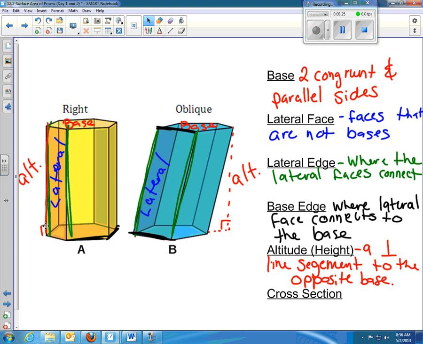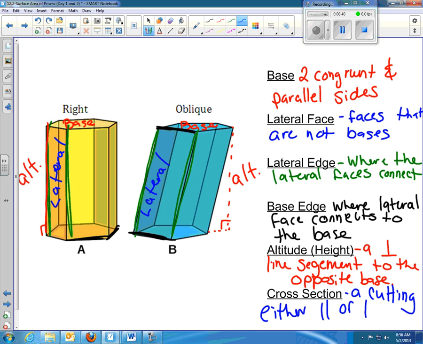All right, cross section. A cross section is a cutting that is either parallel or perpendicular to the base. And we're actually going to investigate these more in class, and I'll take some Play-Doh and show you guys a 3D example of a cross section.